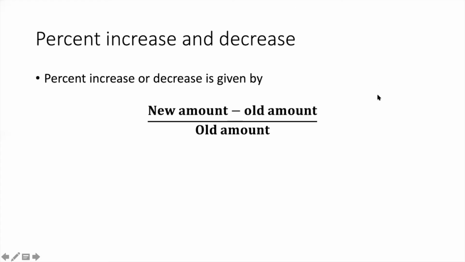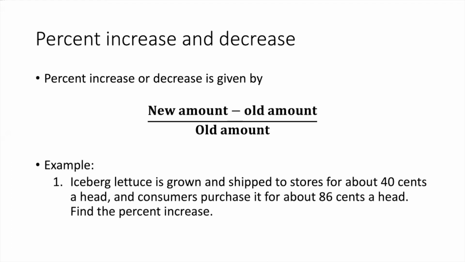All right, next we'll look at percent increase and decrease. Percent increase or decrease is given by this formula. Just take the new amount minus the old amount and divide by the old amount. All right, so our first example is going to be iceberg lettuce is grown and shipped to stores for about 40 cents a head, and consumers purchase it for about 86 cents a head. Find the percent increase. And there's another example, which I will just show you on the tablet.